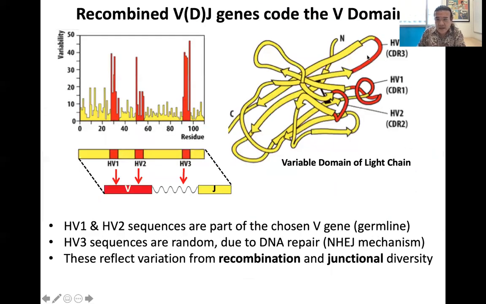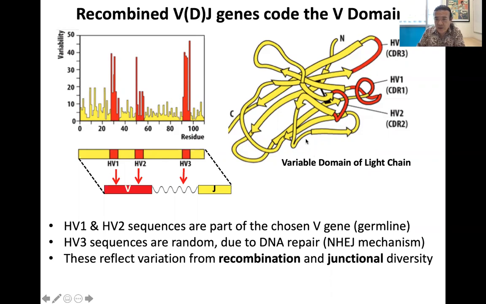Remember that the variable domain of each arm of a Y-shaped immunoglobulin is actually two chains that contributed to it, right? A heavy chain and then the light chain. And it's the combination of the ends of the heavy chain and the light chain on each arm that make the complete antigen recognizing surface. So this is just looking at the end of, let's say, a light chain, right? And it has three variable loops in it. These are loops that vary dramatically in amino acid sequence, right?